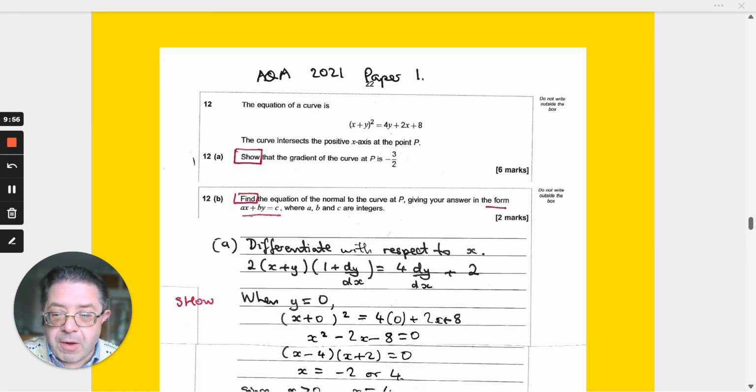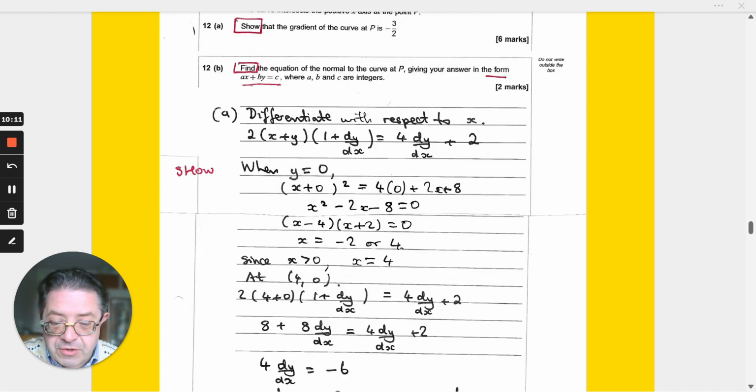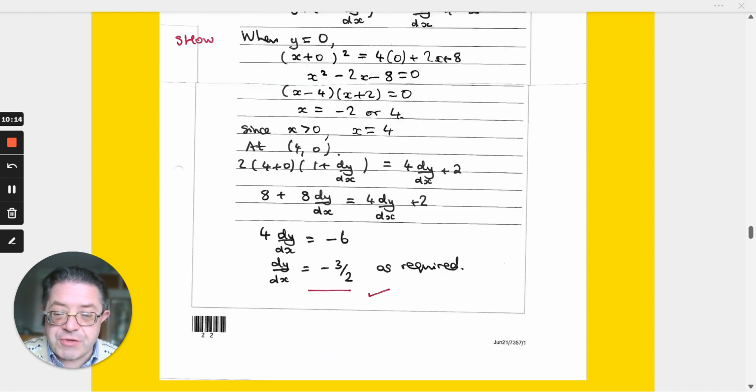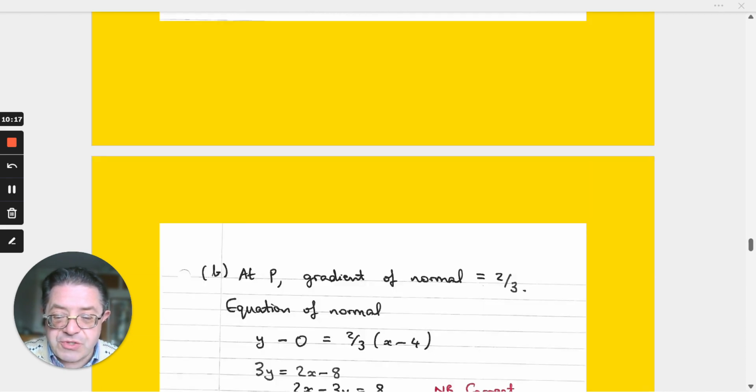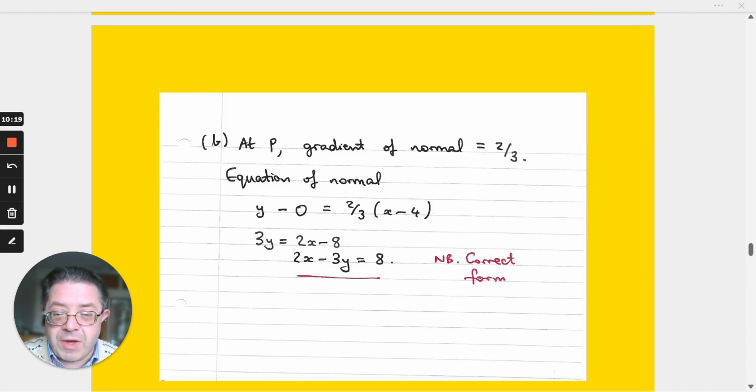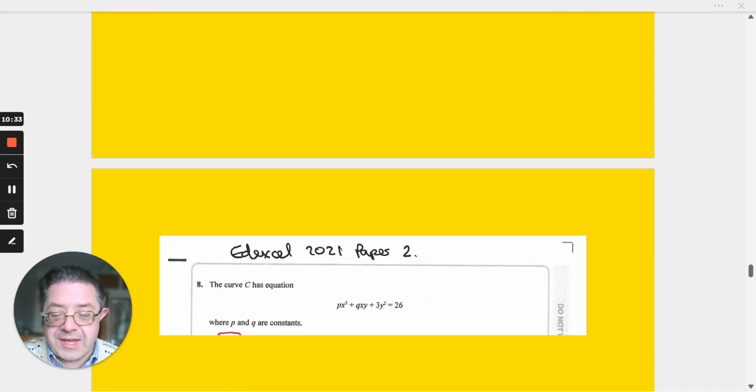Part B, find the equation of the normal to the curve at P, giving the answer in the form ax + by + c. So this time it's the normal we want. So a straight line going through the point P, and the gradient is going to be the minus reciprocal of the tangent, so 2/3. So the normal will be y take 0 equals 2/3 (x take 4). In the form required, 3y equals 2x take 8. 2x take 3y equals 8.